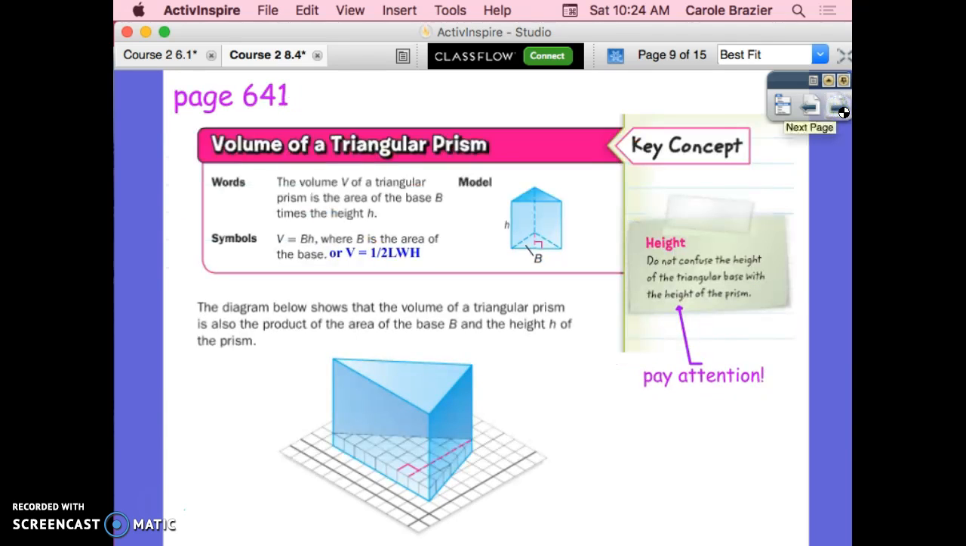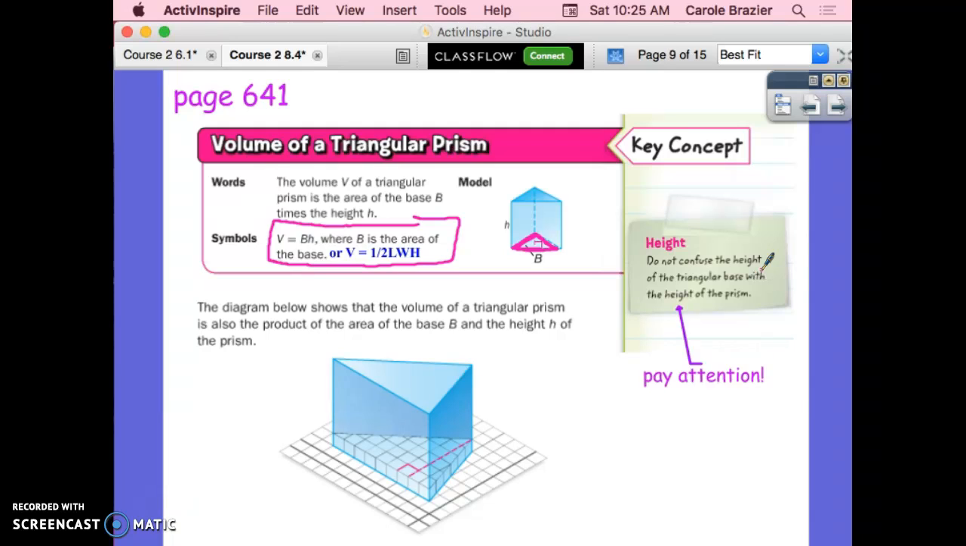So this one, you need to make sure that you have this formula put in your notes. So base times height, or it's the length times the width. So the base is talking about your triangle. So I know the formula of a triangle is length times width divided by 2. And so that is what we were doing, and then we were multiplying it by the height. So we need to make sure that we are paying attention to our numbers as well, because if you notice over here, it says do not confuse the height of the triangular base with the height of the prism. So there are going to be different things. So we can't use the height of the triangular base, we have to use the height of the prism.